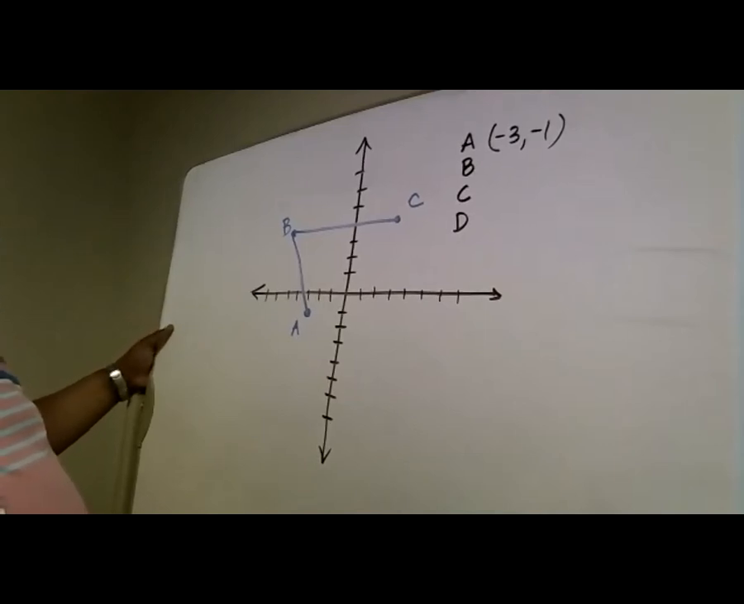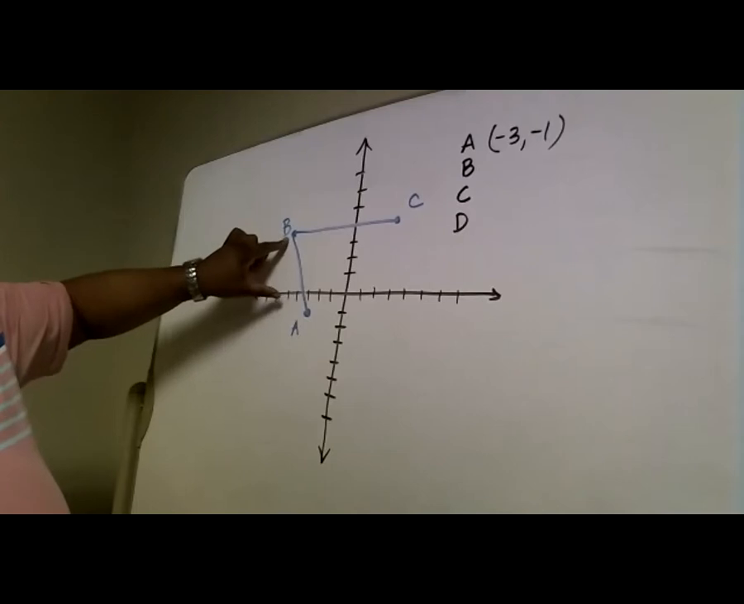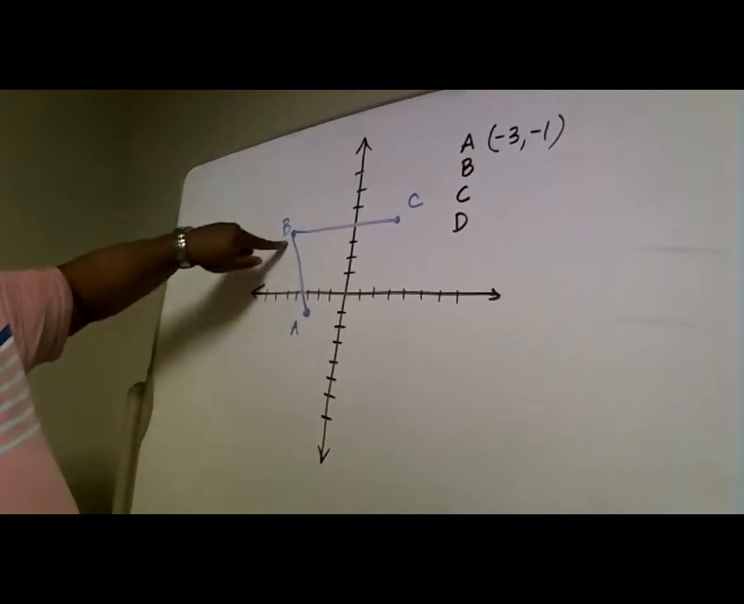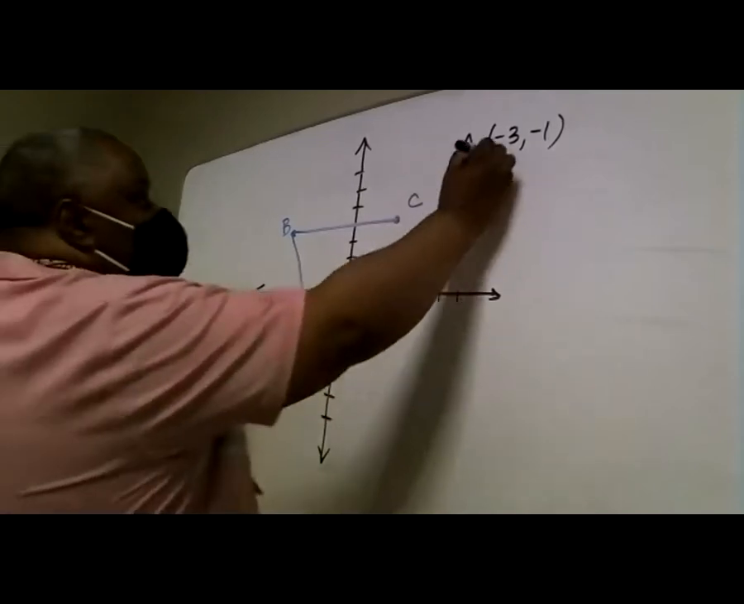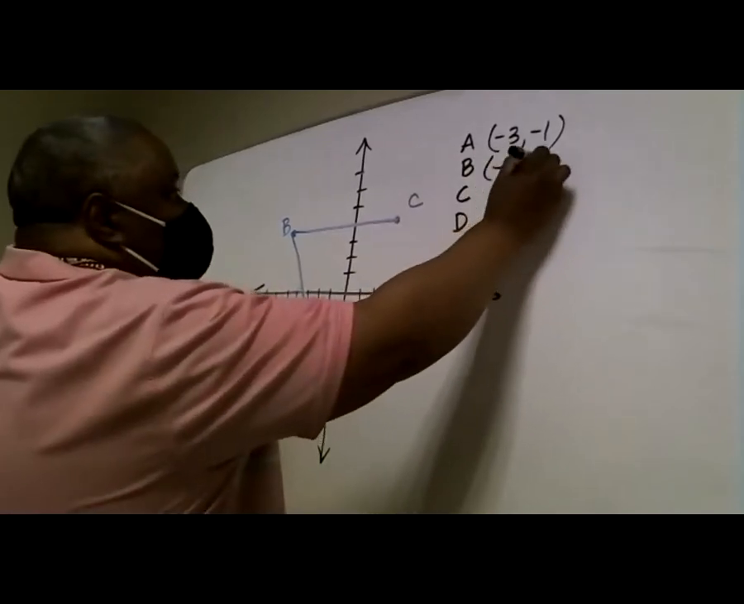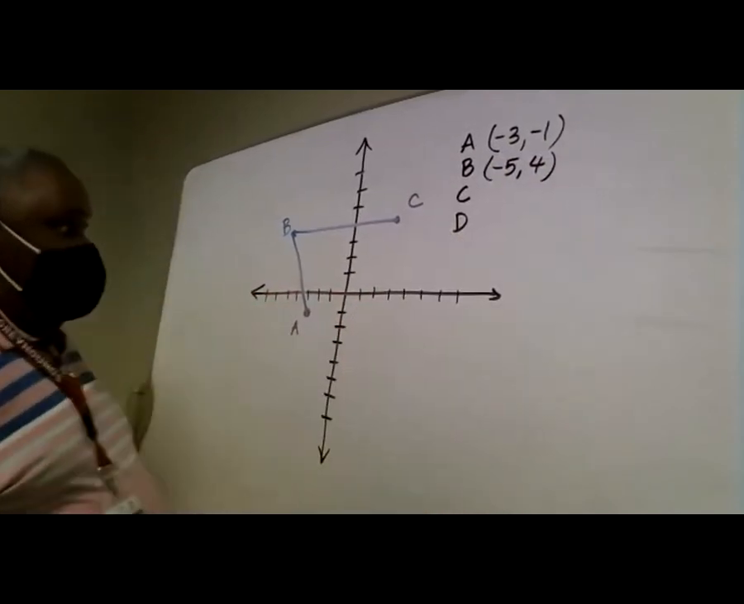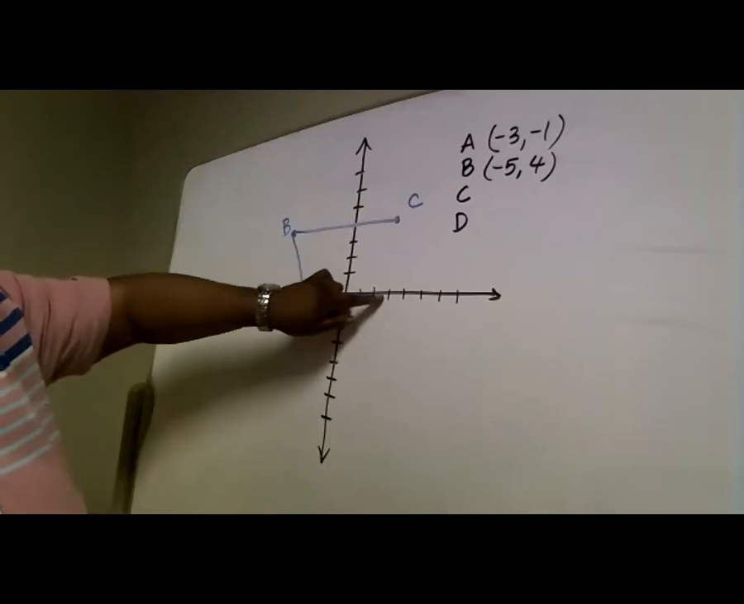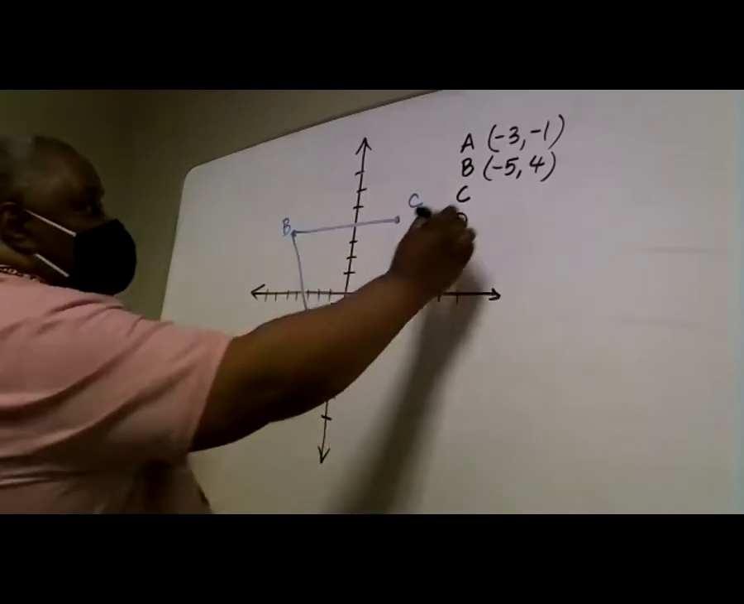So here, -3, 1 would be the ordered pair for A. What about for B? -5, 4. And what about C? Here's C. That would be 5, 4.